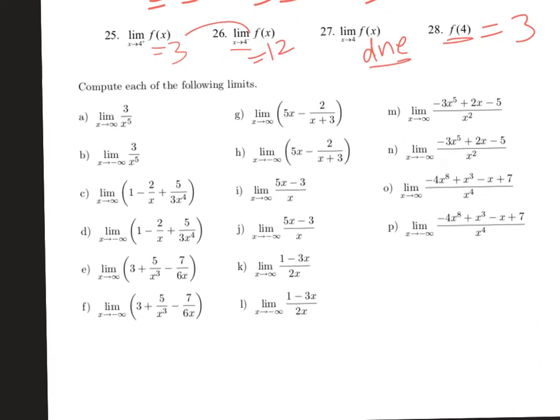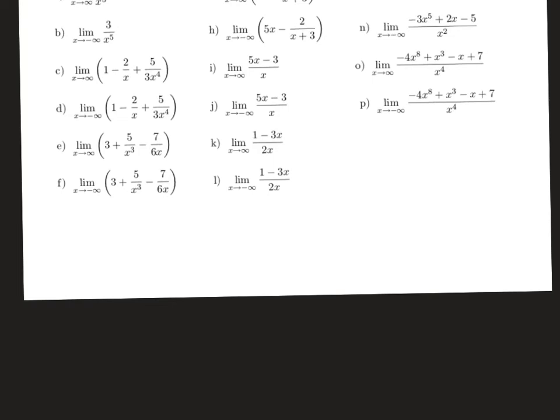Now we're going to compute each of the following limits, and all of these limits are going to either infinity or negative infinity. What you want to remember for these ones down here is you're really looking for the asymptote. As x goes to infinity or negative infinity, it doesn't really matter. We're looking for a horizontal asymptote for these, okay?